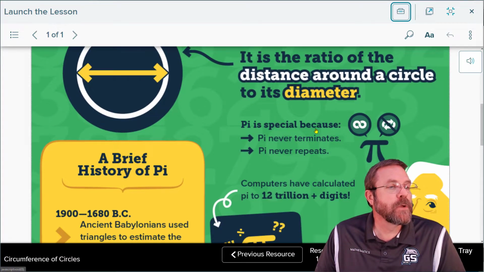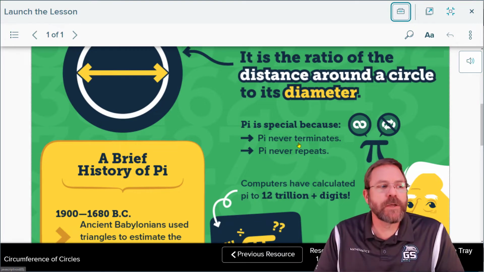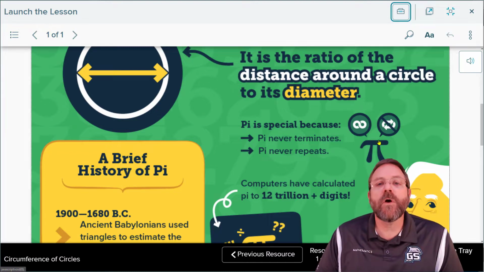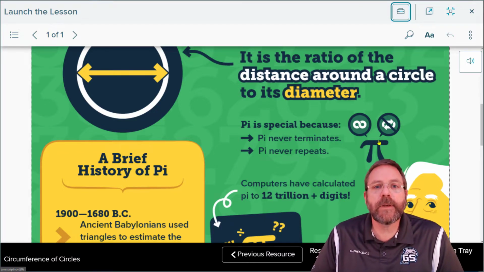Pi is special because it never terminates. It's what we call an irrational number. It never terminates and it never repeats. It goes on and on forever throughout all time and eternity.